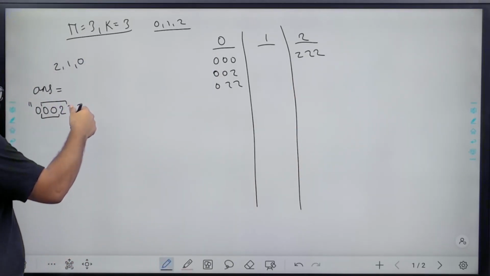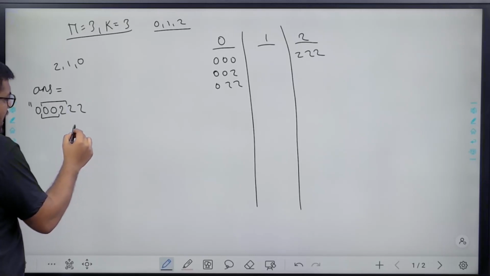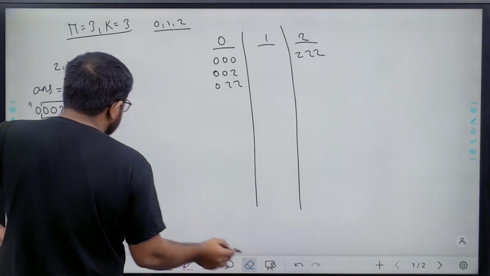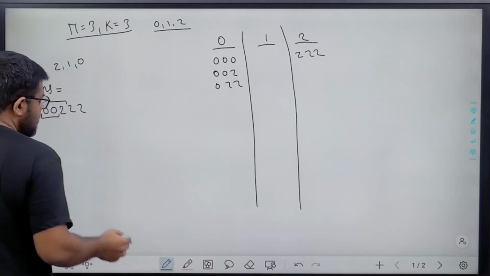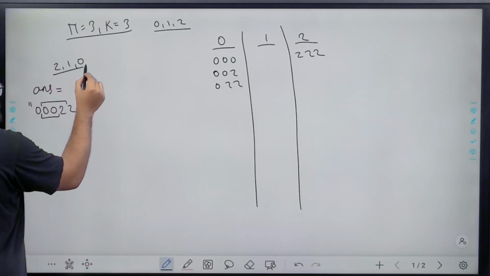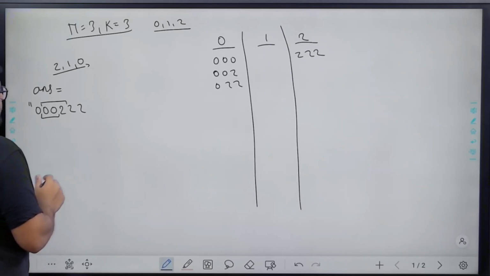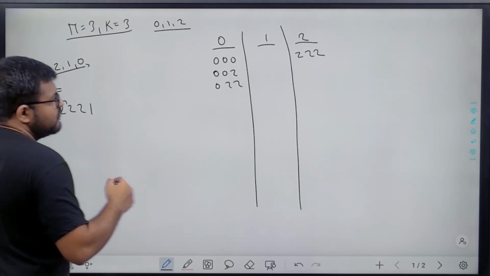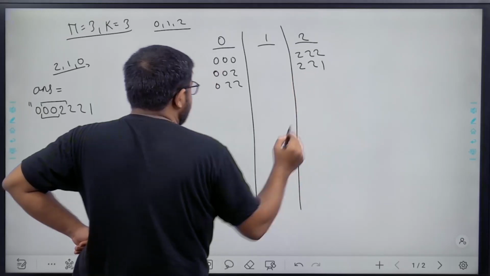Now I cannot add 2, because if I add 2, I will get 2, 2, 2, and 2, 2, 2 has already occurred, right? So I want a different substring. So I will go for 1. First I will check for 2, then I will check for 1, and then I will check for 0. If I add 1, 2, 2, 1 will be formed. It has not occurred before, that's okay. So 2, 2, 1 has occurred.